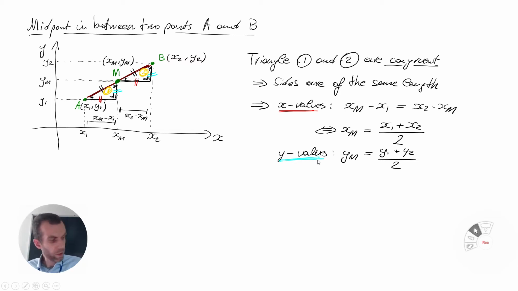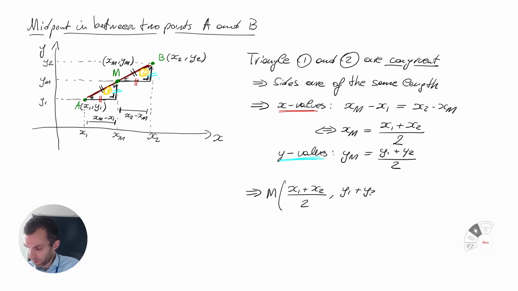For the same reason. So what we get from that is that the coordinates for the midpoint M are the average of the x coordinates and the average of the y coordinates. And this is also a formula that we'll use a couple of times.